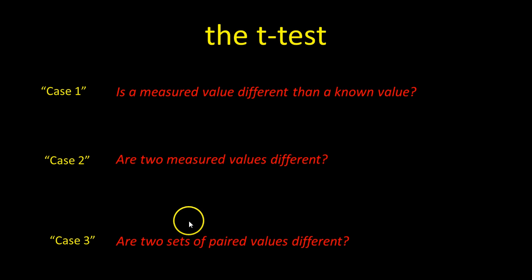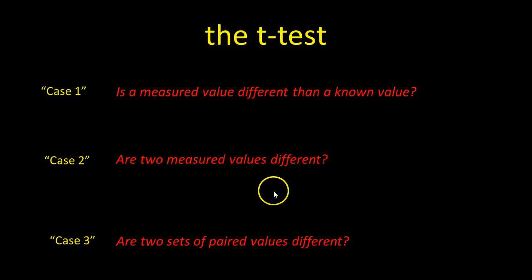We were talking about the t-test in these three different cases. Case 1, which is measured value, where the question you're trying to answer is a measured value different from a known value. Case 3, we see here are two sets of paired values different. So hopefully you all know how to apply those. And case 2, which I said is the most commonly used one, is our two measured values different.